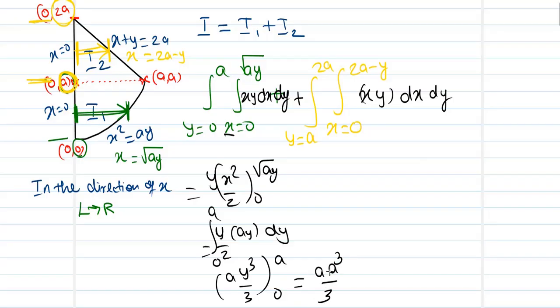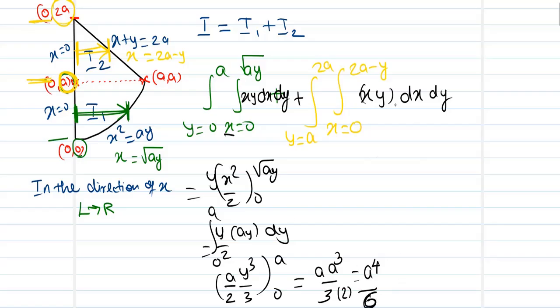The value for the limit will be, over here it is going to be 2 already. So it is going to be 2 into 3. So it is a to the power of 4 by 6. This is my answer for my first integral.